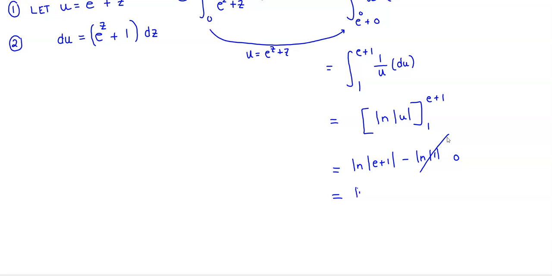So therefore, the answer is going to be the following: the natural log of parentheses e plus 1. And the reason why we changed that from the absolute value to parentheses is because the absolute value tells us these have to be positive. So that once we do that, we get the natural log of parentheses e plus 1.